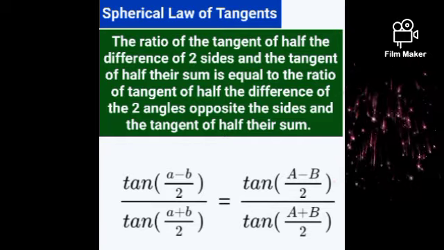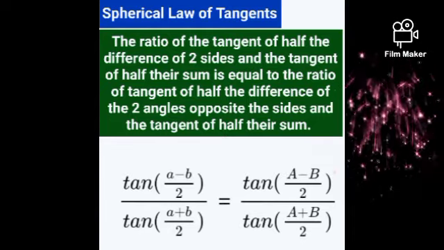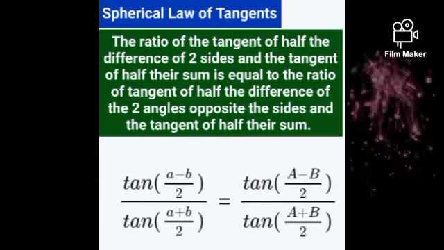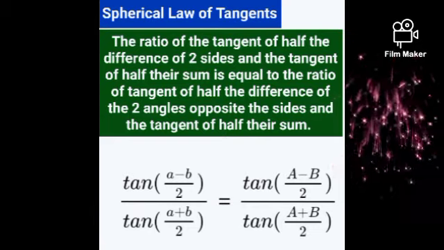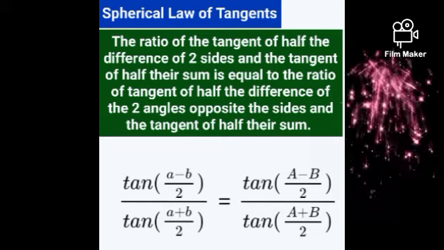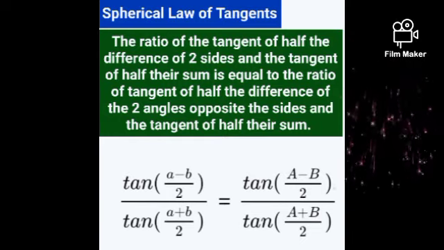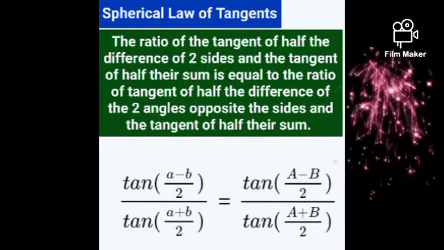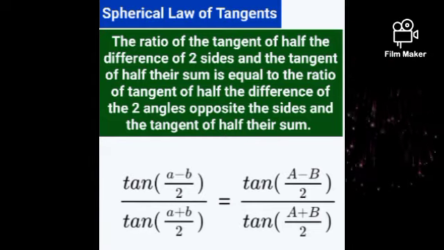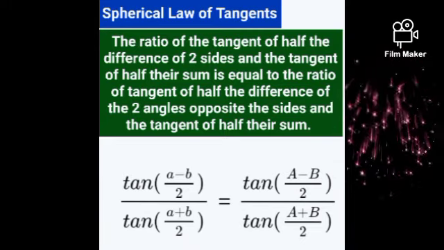And this ratio, by the spherical law of tangents, is equal to the ratio of the tangent of half the difference of the two angles opposite the sides. The two sides we are considering are small letters a and b, and the angles opposite them are capital letters A and B. And half the difference of these two angles is given by capital A minus capital B all over 2. And we get the tangent of half the difference of these two angles.